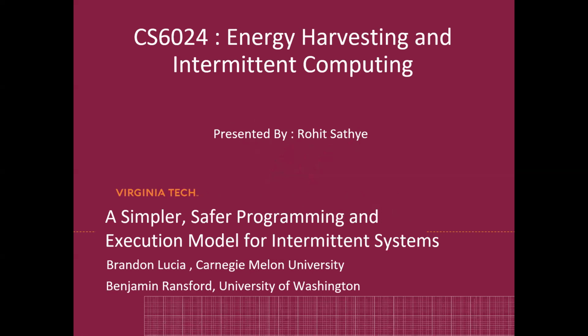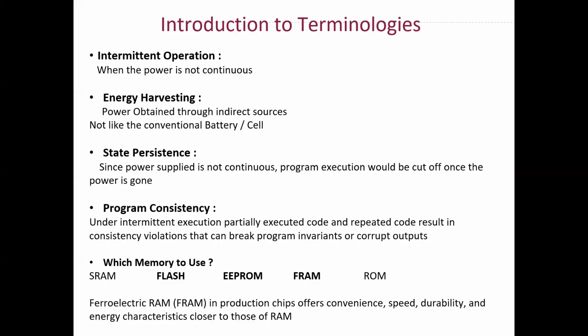So the name of the paper is A Simpler, Safer Programming and Execution Model for Intermittent Systems. It has been worked on by researchers from Carnegie Mellon and the University of Washington. The whole idea behind this paper is the development of a programming paradigm which enables us to have better intermittent computing. Before diving directly into the paper, let's familiarize ourselves with some terminologies that might be useful during the course of the explanation.